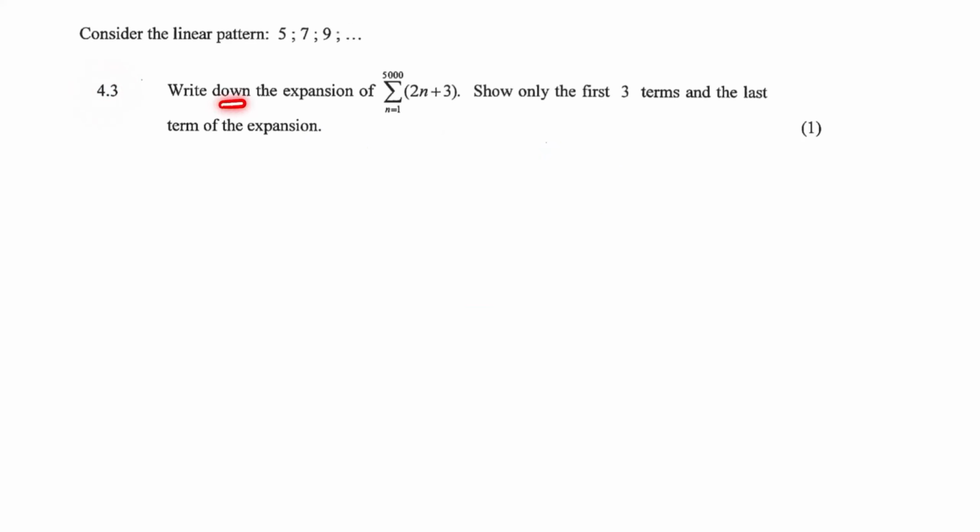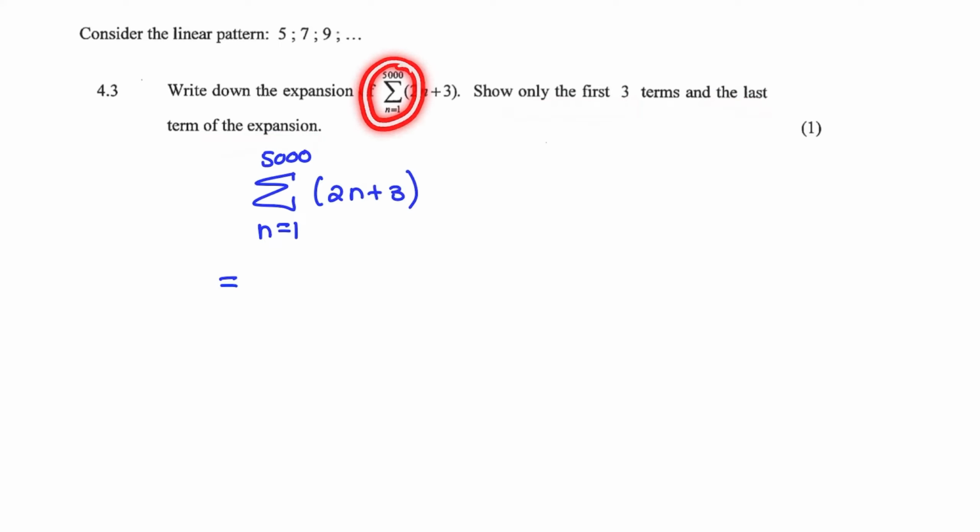4.3. Write down the expansion of the sigma notation and show only the first 3 terms and the last term of the expansion. So in order to expand the sigma notation, I would start by substituting n with the first term, which is equal to 1. So the bottom number in our sigma notation is the number where we need to start our substitution. So the first term would be 2 times 1 plus 3.